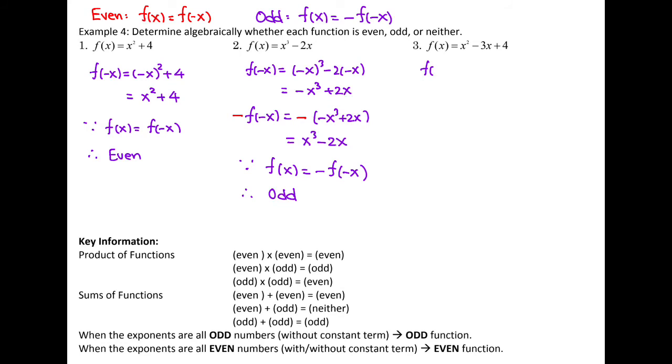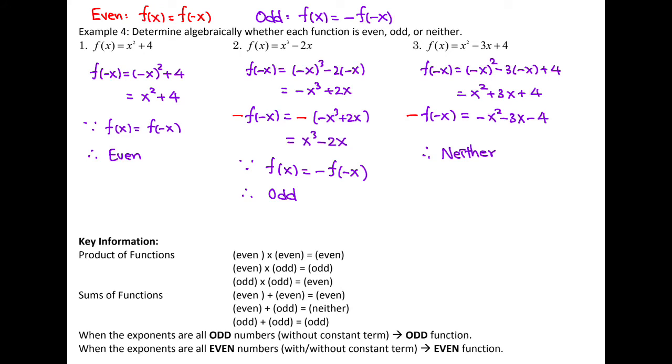Question 3. Once again, let's find f(-x) first. Then we're going to expand and simplify it. We get x squared plus 3x plus 4. Compare those two equations. They are not the same thing. So we're going to multiply by another -1. Then we will get -x squared minus 3x minus 4. Once again, compare those two equations. As you can see, they are not the same. Therefore, they are not even, they are not odd. So we say this function is neither.